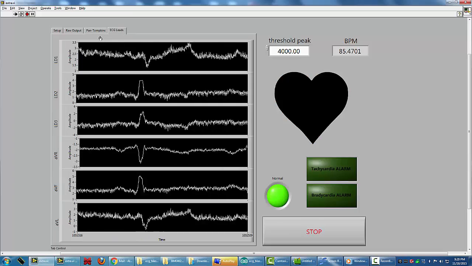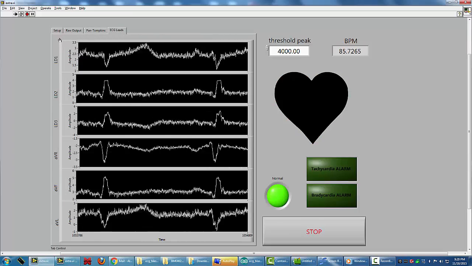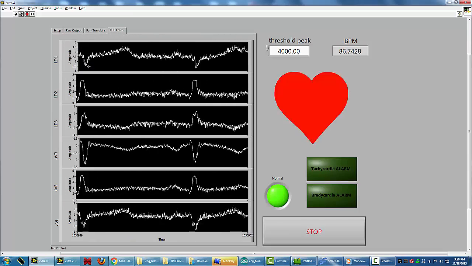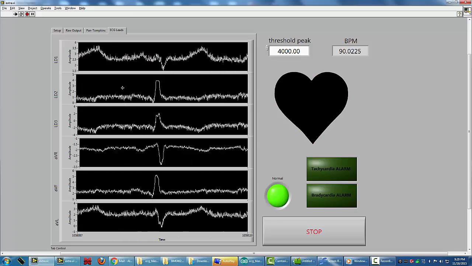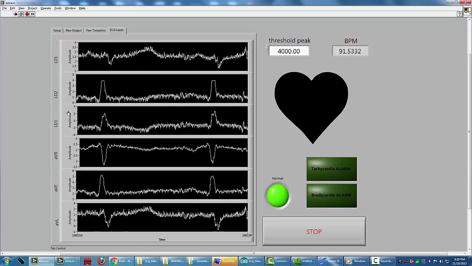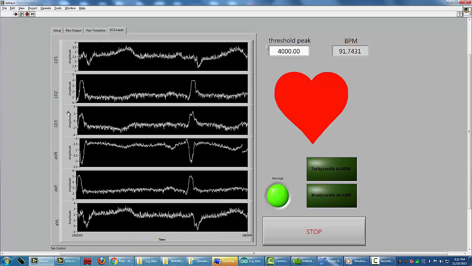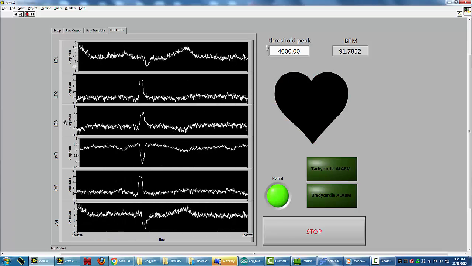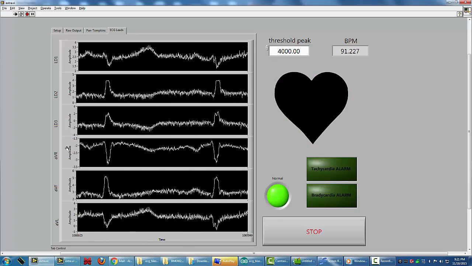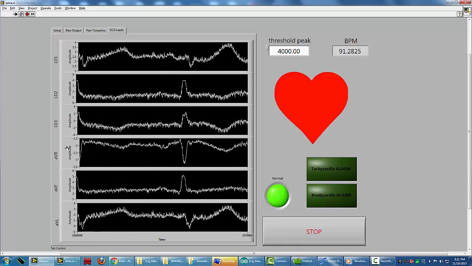And then moving over here, we have our lead calculation sub-VI. So again, we have our lead 1 and lead 2 raw data, and then after which we calculate our lead 3, which is simply lead 2 minus lead 1, as well as some other output data.